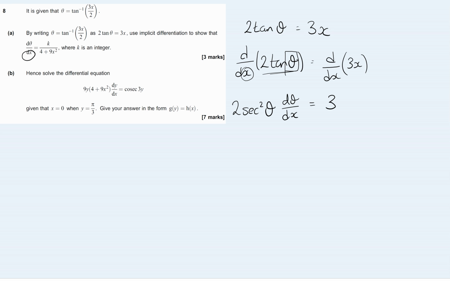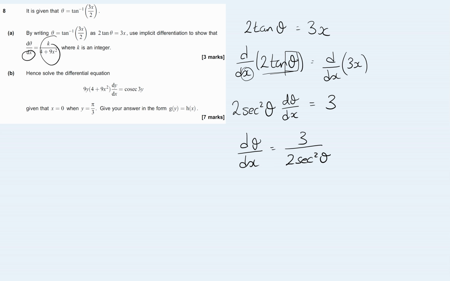So then what do we do to get d theta by dx? Well, we rearrange this, so d theta by dx is equal to 3 over 2 sec squared theta. So not quite what we were hoping for. We've got this trig function in here. So how can we get rid of it?